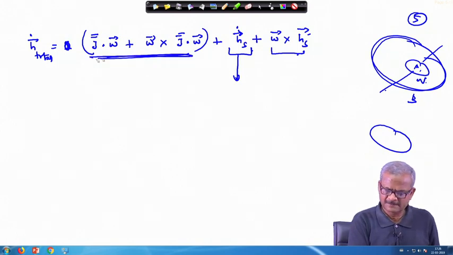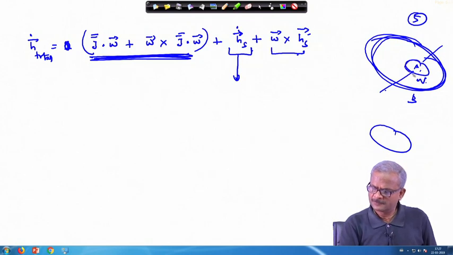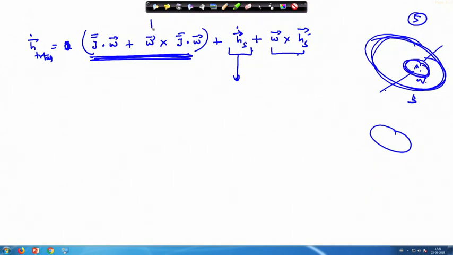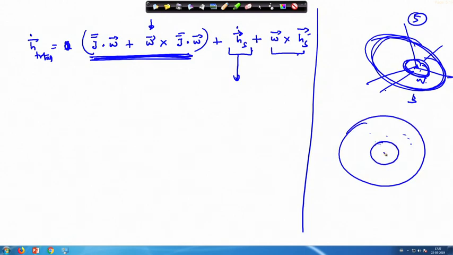While we write like this, what does this mean? This is the whole satellite I have taken, and here this omega is present. That means this satellite is rotating. This is my satellite and there is the wheel which I am just showing by a circle. This is your body frame E1, E2 and E3.